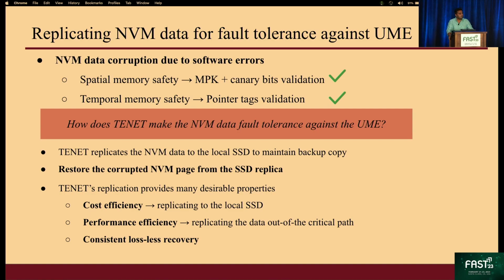And performance efficiency is, since if we write to the SSD in the critical path, it's going to be a performance bottleneck. So we take it out of the critical path, and the SSD write essentially happens in the background, right? And the obvious question will be, if the writes are happening in the background, there is an inconsistency between the NVM and the SSD. So is there a chance for losing data? The answer is no. We are able to guarantee consistent lossless recovery, and we do this by having a small portion of operation log, and I will recommend you to refer to our paper for more details on how we are able to guarantee consistent lossless recovery, right?